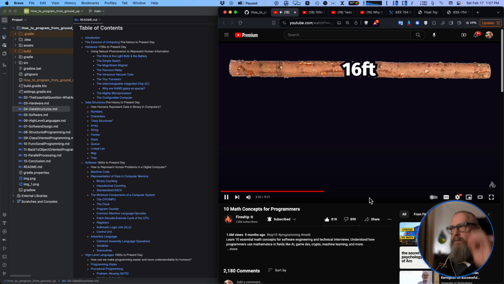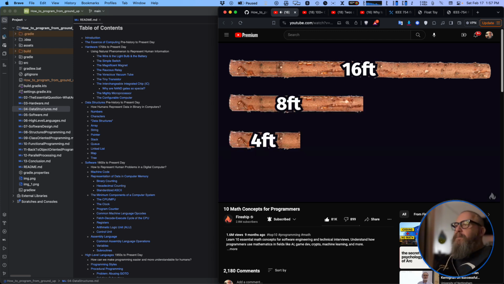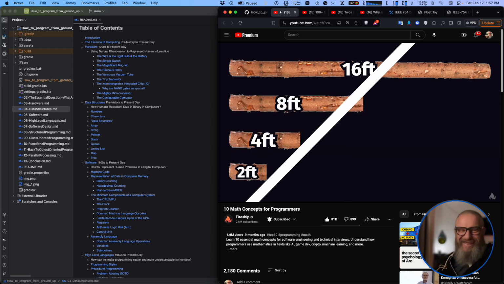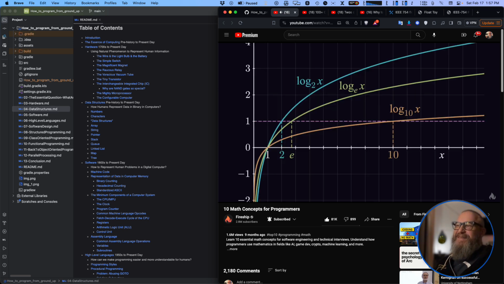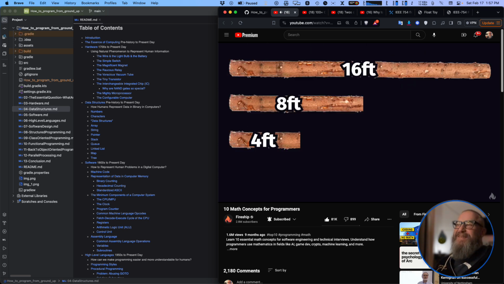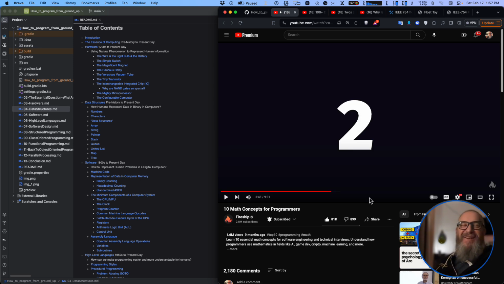The log starts at 16 feet, then we saw it in half over and over again until we reach a length of 2. Notice how when we try to draw a line through it, it's not perfectly straight, but rather it curves gradually. In computer science, this is how many algorithms work, like binary search.